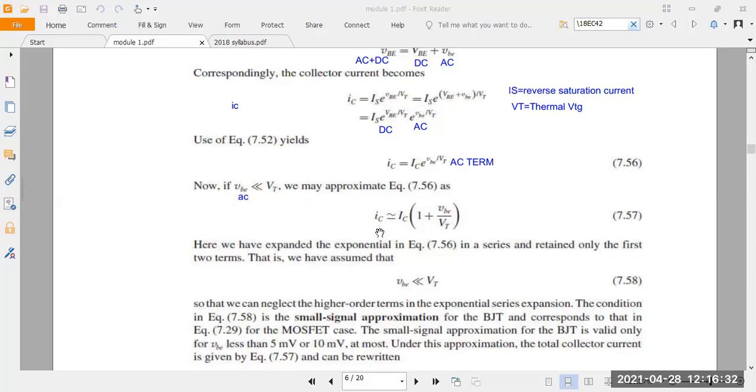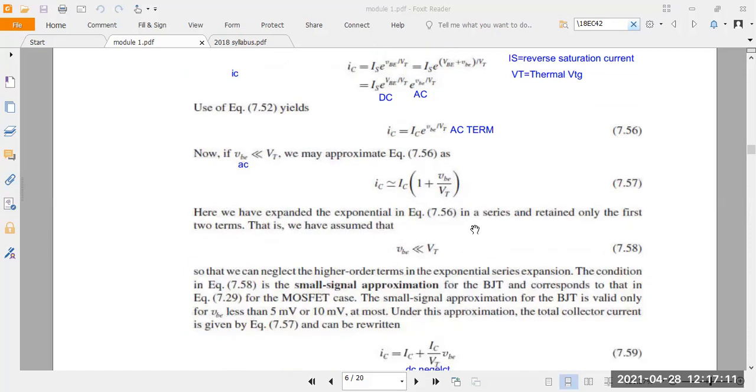So for that you can write the AC current equation like caps IC into 1 plus VB divided by VT. Instead of writing the exponential term, you have to write 1 plus VB divided by VT. You have to neglect the exponential term when the AC voltage is very small compared to thermal voltage. So that is the meaning of this one: the thermal voltage is very dominant here compared to input voltage. That is the meaning of this equation.